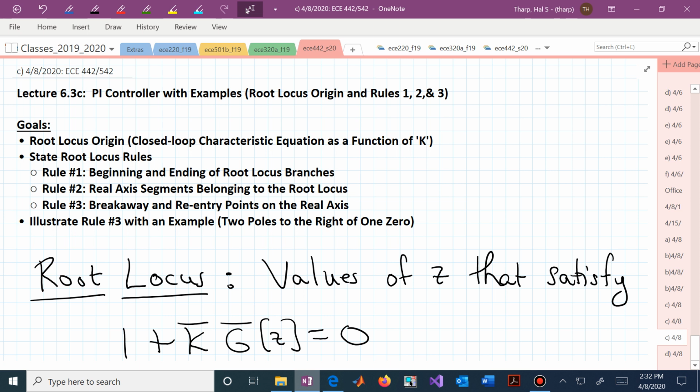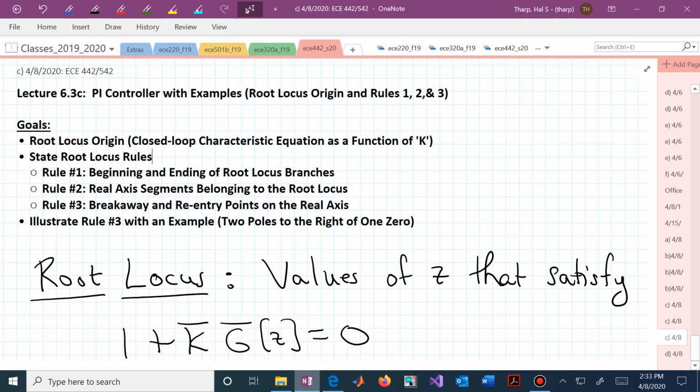Now what we want to do is talk about how we can combine that PI controller with root locus, and to help us with that combination of those two concepts, let's use this segment of lecture 6.3 to get us better ready to work with these root locus rules. So we'll first talk about the origin of the root locus.